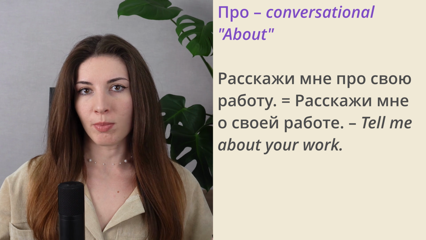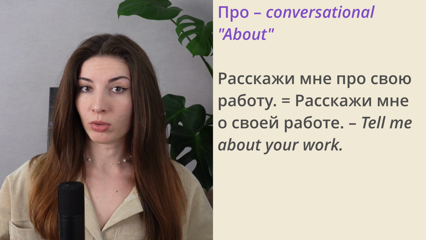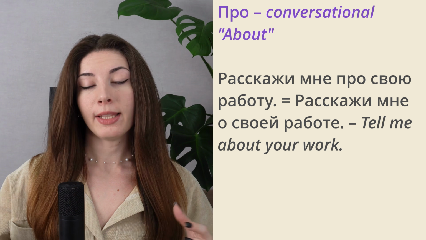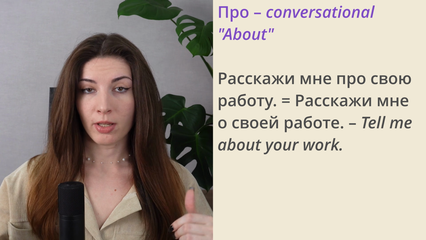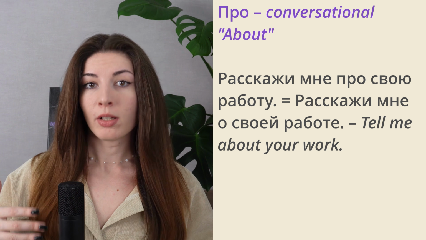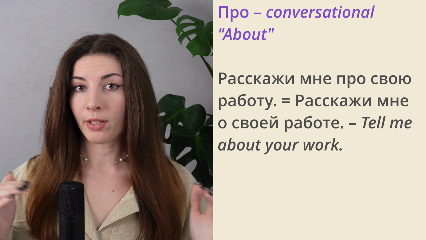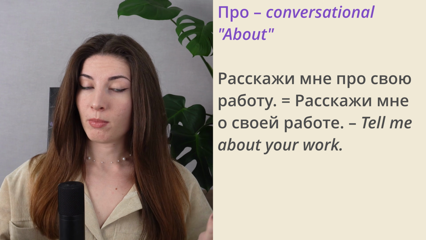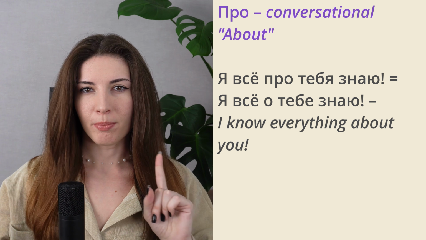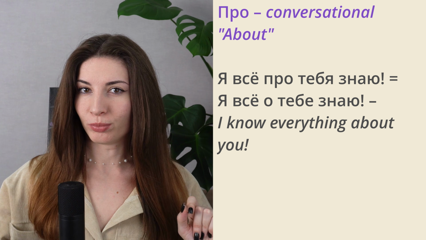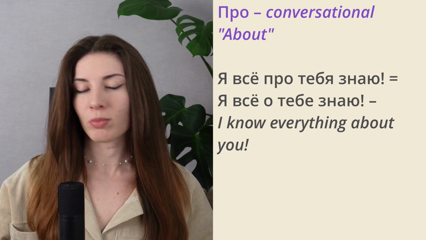Examples. Расскажи мне про свою работу. That's exactly the same as I would say «Расскажи мне о своей работе». Grammatically, different cases, meaning is exactly the same. Also, you could say «Я всё про тебя знаю». Про тебя. About you. Or «Я всё о тебе знаю». Same. At the end of the video, I'll give you more information on how to choose between о and про. So, stay till the end.